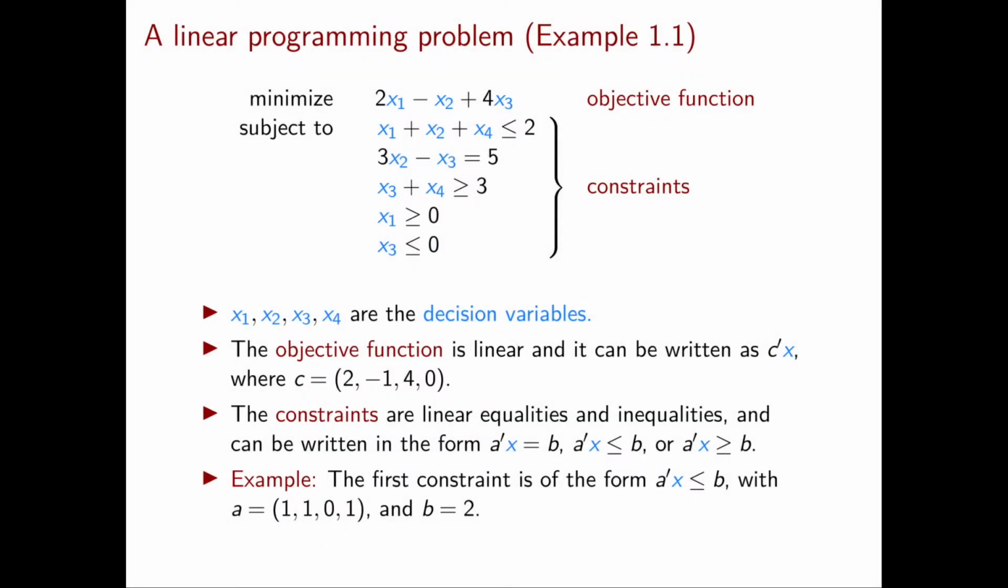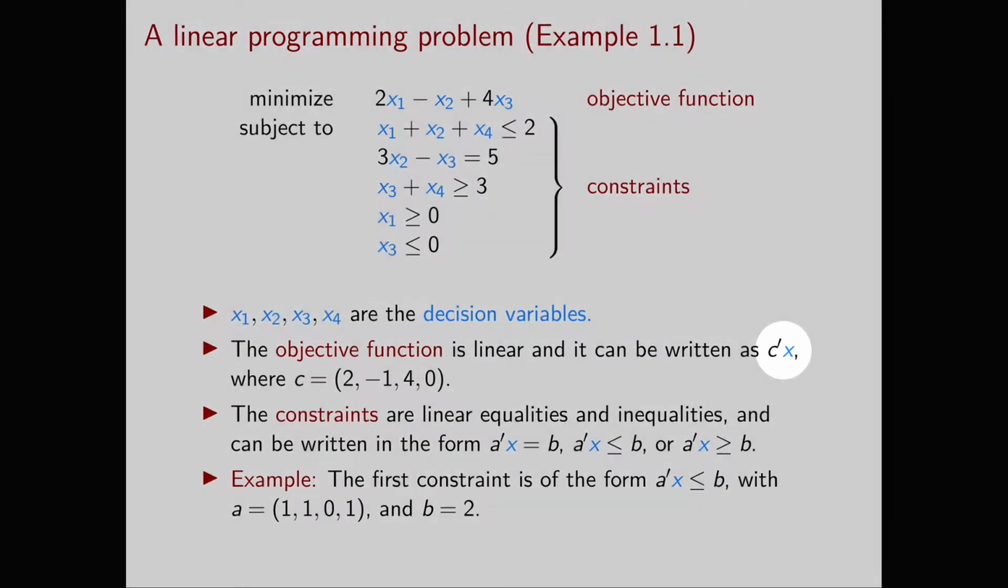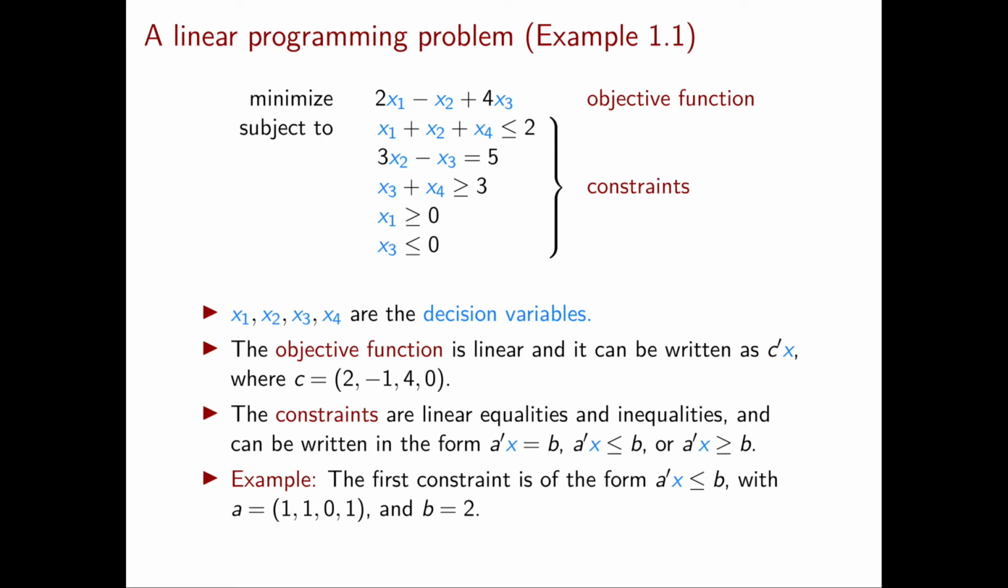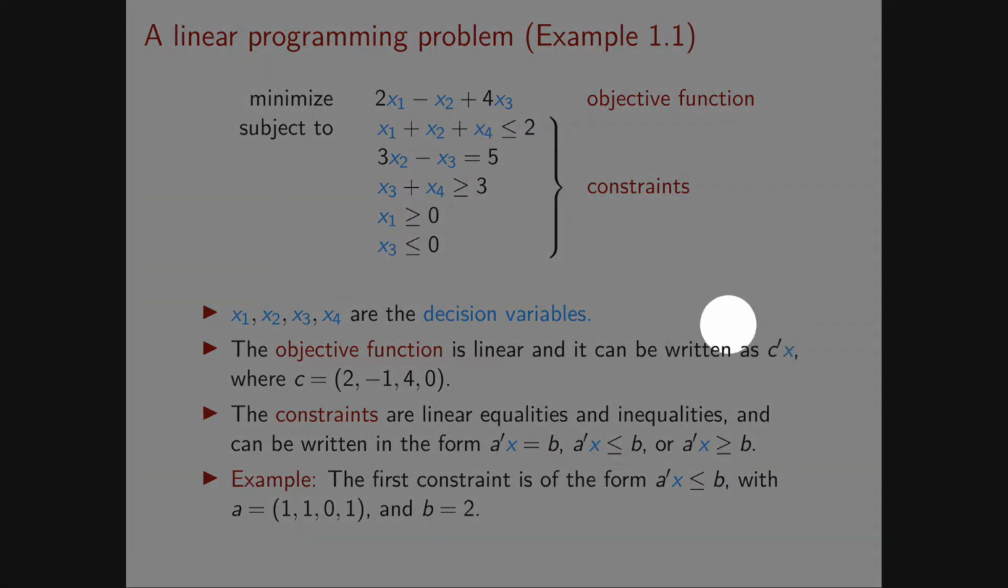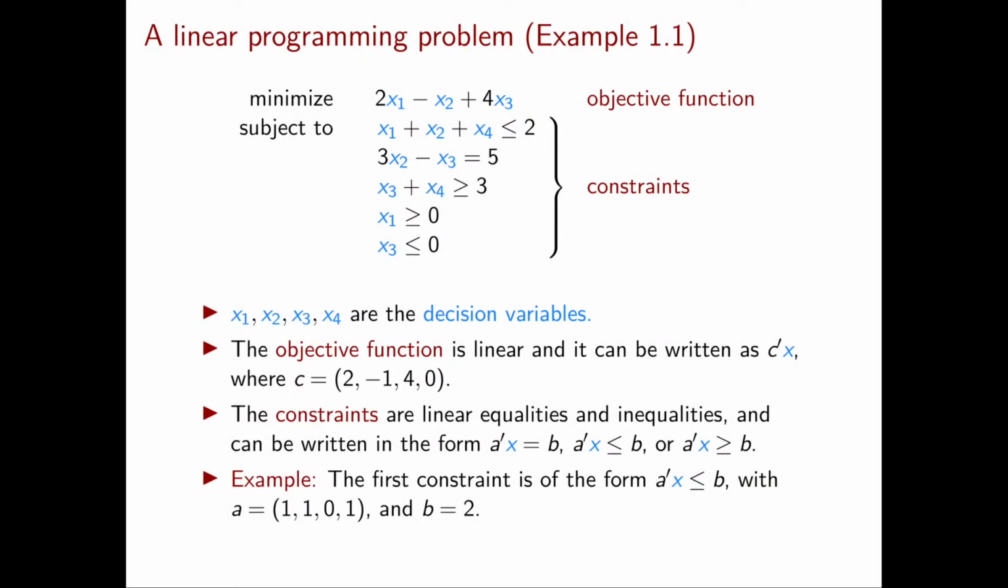In fact, it can be written in the form c transpose x, where x is the vector containing the decision variables, so x1, x2, x3, and x4 as its components, while the vector c is the vector of the coefficients, so it's given by 2, -1, 4, and 0, because x4 doesn't appear in the objective function.